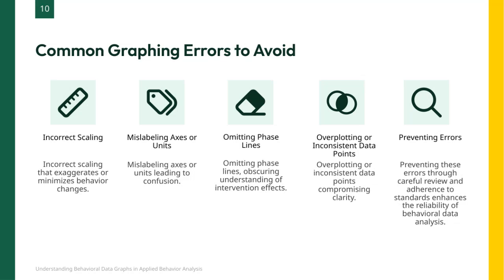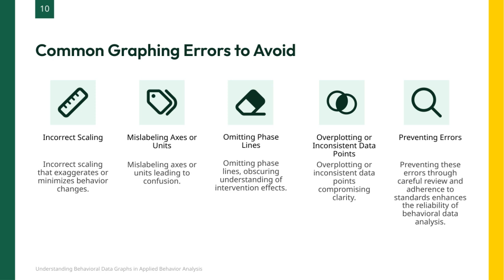When creating graphs, there are several common errors that can significantly impact how the data is interpreted. First, incorrect scaling is a big one. It can either exaggerate or minimize changes in behavior, which misrepresents the true patterns. Next, mislabeling the axes or units can cause confusion, making it hard to understand what the data actually shows.